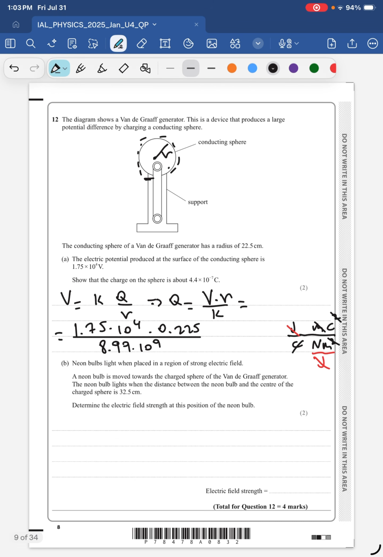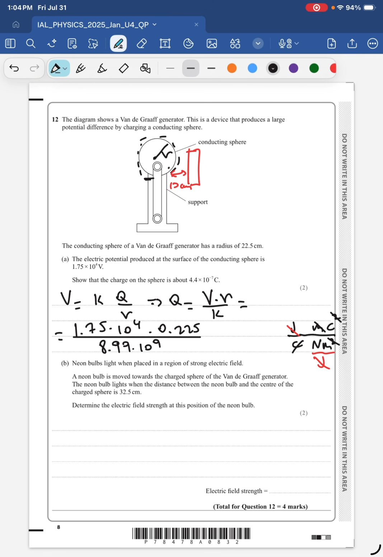All right. B. Neon bulbs light when placed in a region of strong electric fields. A neon bulb is moved towards the charged sphere of the Van de Graaff generator. The neon bulb lights when the distance between the neon bulb and the center of the charged sphere is 32.5 centimeters, so 10 centimeters away. So when you put the neon lamp here, okay, so at a distance of about 10 centimeters. Okay. Determine the electric field strength at this position of the neon bulb.